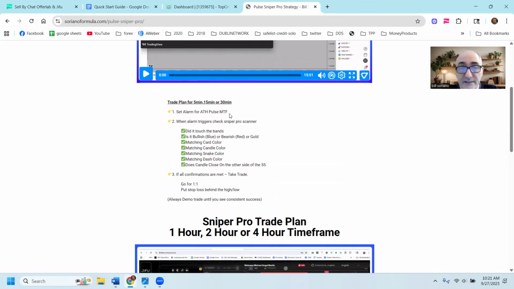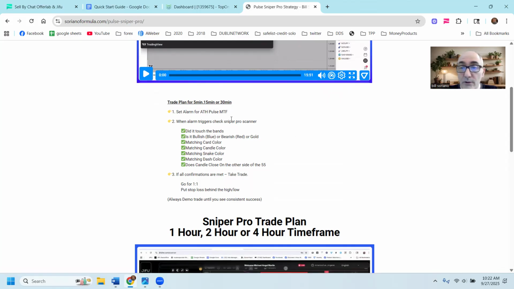Set alarm for the ATH Pulse multi-time frame indicator. That's our community's proprietary indicator. That indicator has been updated. And so if you, like I said, watch my past videos, I'll talk about how all these conditions have to occur on one candle, the entry candle. That's no longer the case anymore because we've updated the indicator, and we also now use the scorecards on the Sniper Pro scanner. So you'll see that here in a minute.